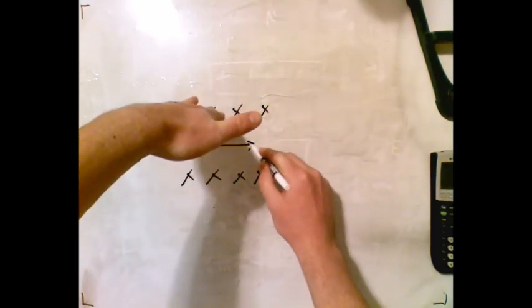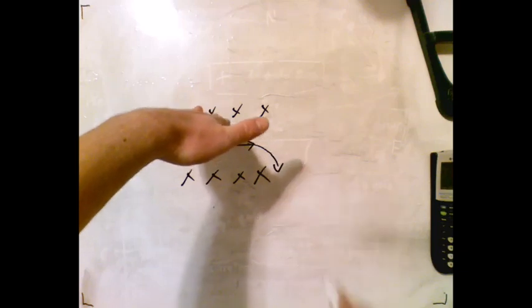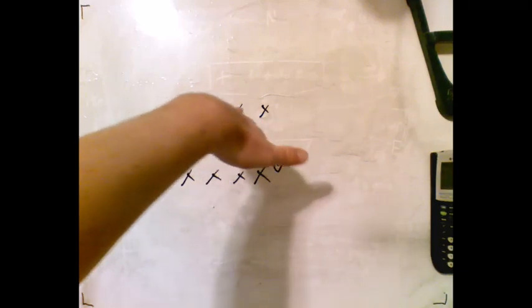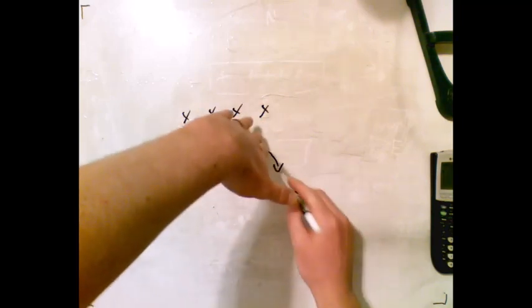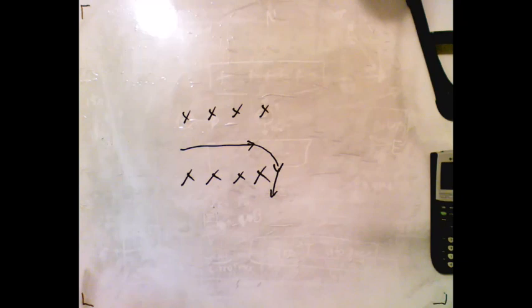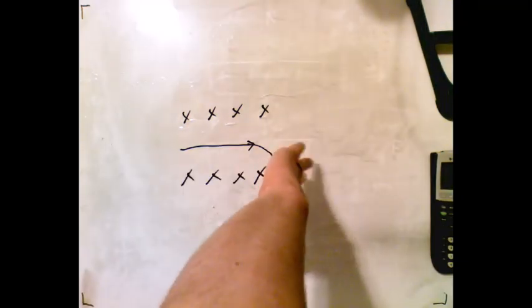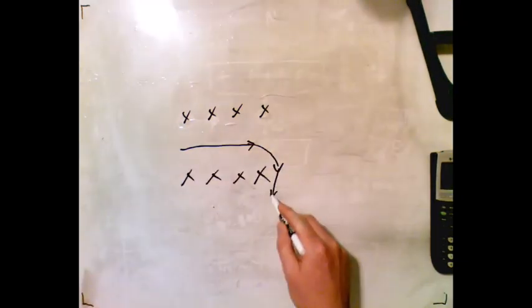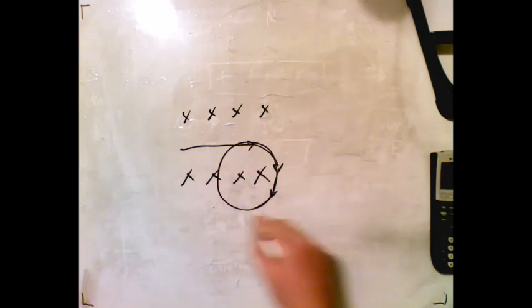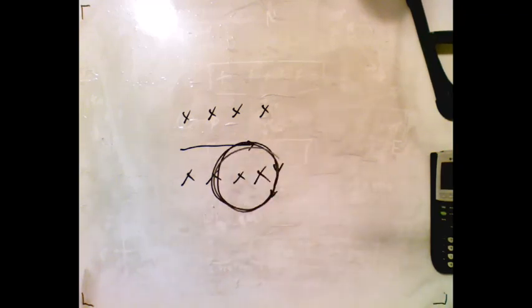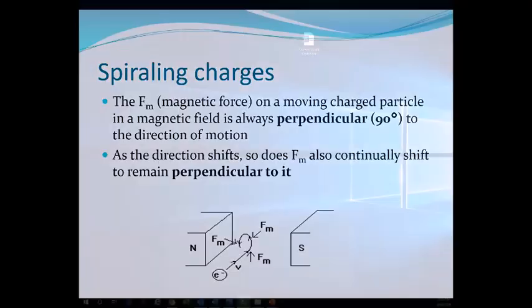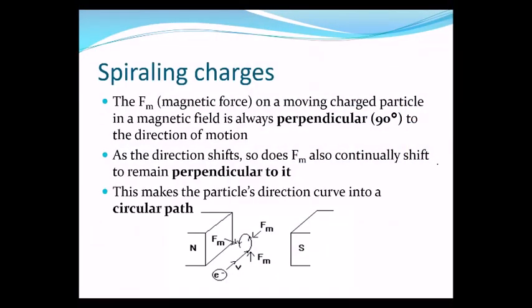So as it gets pushed down, it's going to start to travel that way, and that switches the direction of my thumb. So now I'm pushing like this, and now it's going to be going downwards like that. And if it's going downwards, my magnetic field stays the same. I'm going to push inwards. And what that causes it to do is move in a circle. So this makes the particle's direction curve into a circular path.